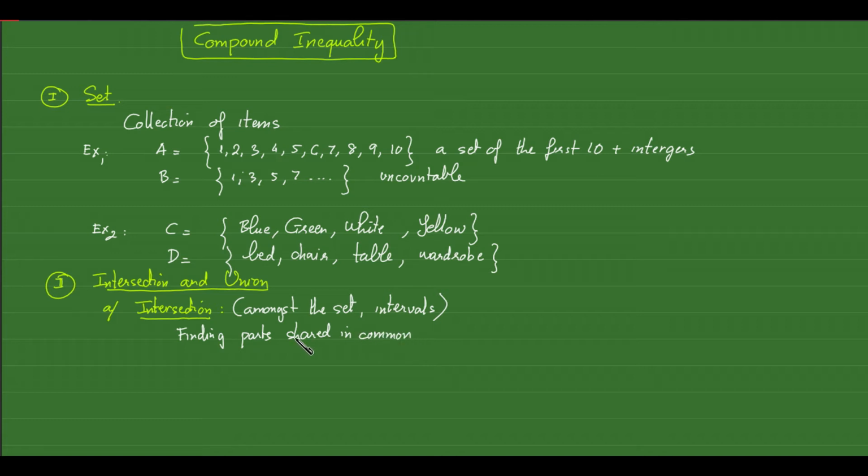Okay, in common amongst the set or amongst the interval. And the notation for intersection will be the letter U upside down like this. There you go. So this means intersection.